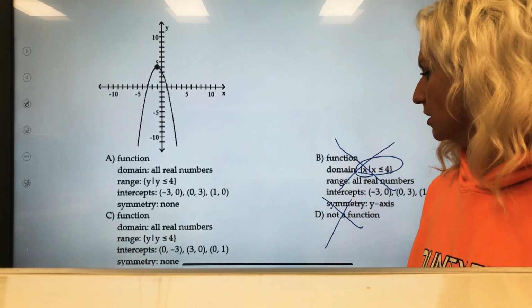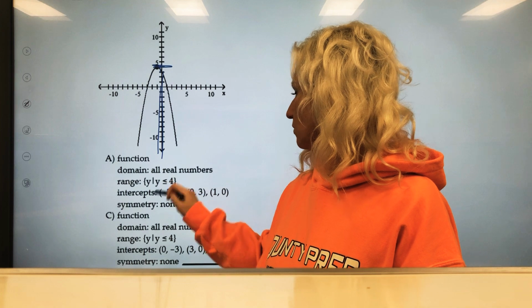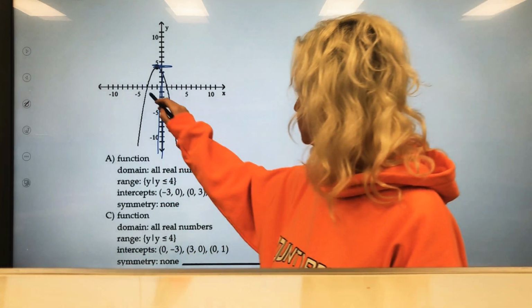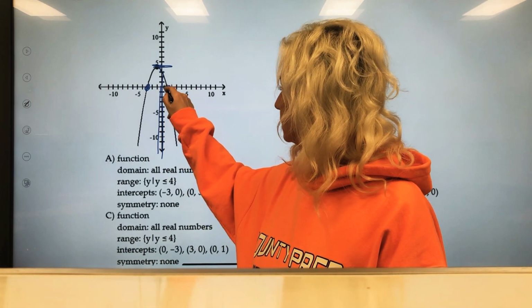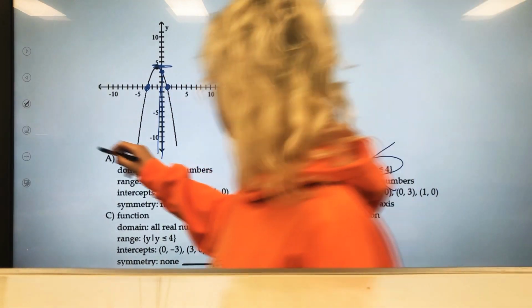My range. They have the same range here. So the range is 4 and everything less. So y is less than or equal to 4. Okay, my intercepts, what are my intercepts? My intercepts are here, here, and here. Let me clear that out because I wrote all over it. Now you can't really see.